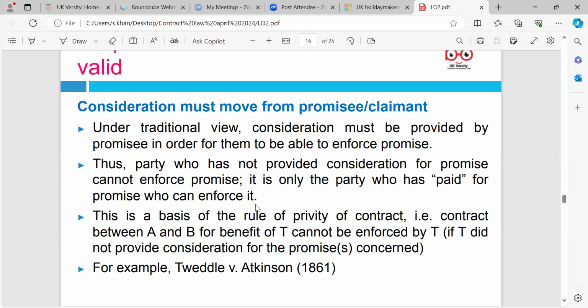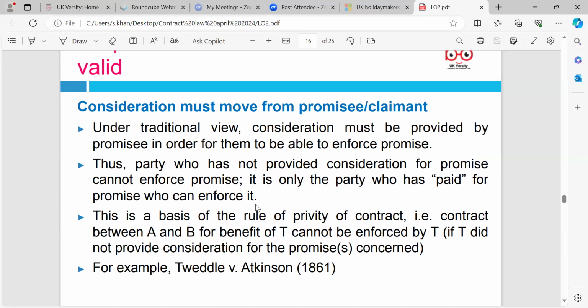In situations where goods are bought with a credit card, the issuer makes a promise to the supplier that he or she will be paid, and the supplier provides consideration for this by providing goods to the customer. The case in regard to that is the case of Tweddle v Atkinson, 1861. In this case, the son and the daughter of the parties involved in the dispute were getting married. As such, the father of the groom and the father of the bride entered into an agreement that they would both pay sums of money to the couple.